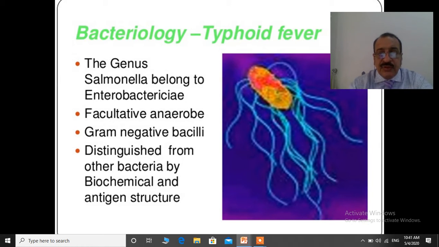So this is the picture of Salmonella typhi. It belongs to the family Enterobacteriaceae. It is a facultative anaerobe, gram-negative rods, non-spore forming, and it can be distinguished from other bacteria by its peculiar biochemical features and antigenic structure.